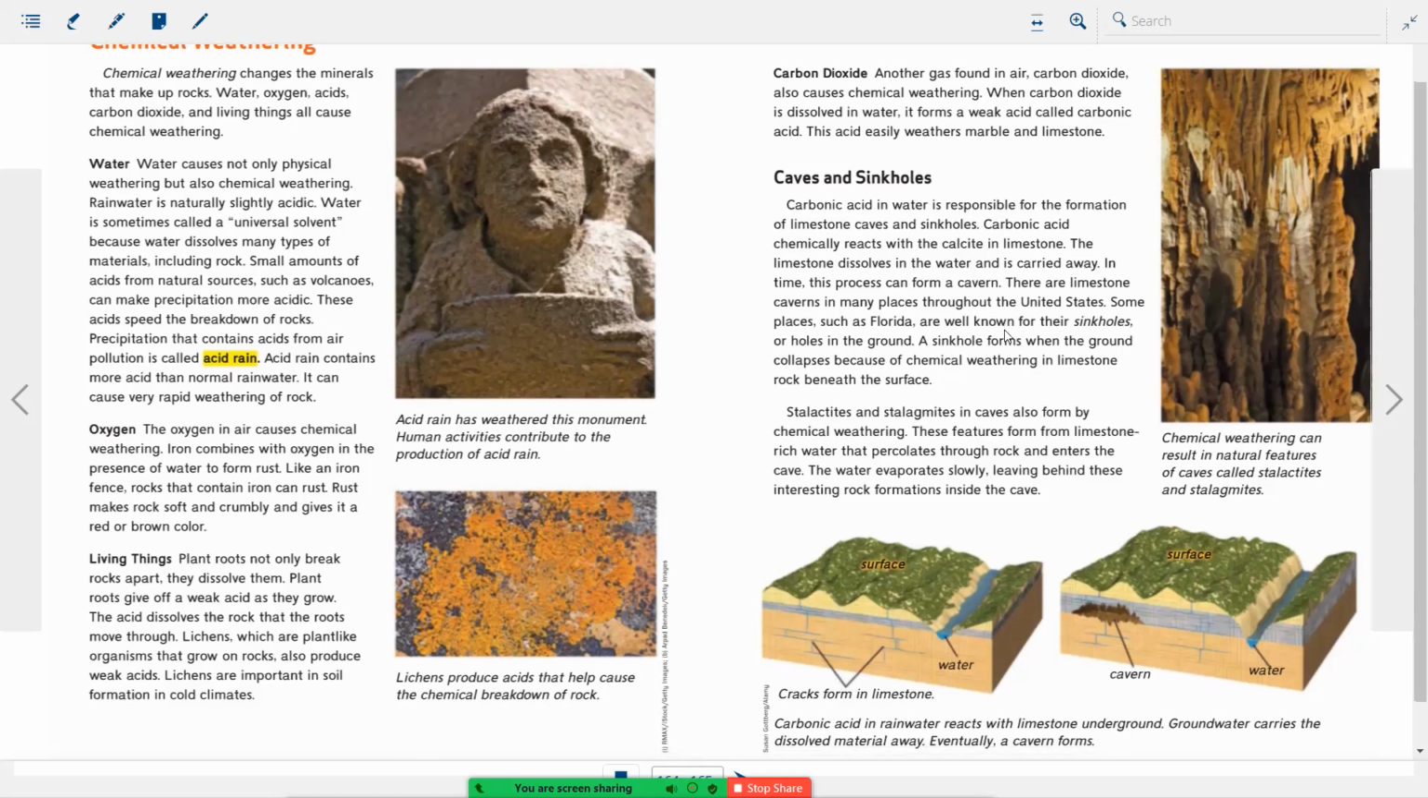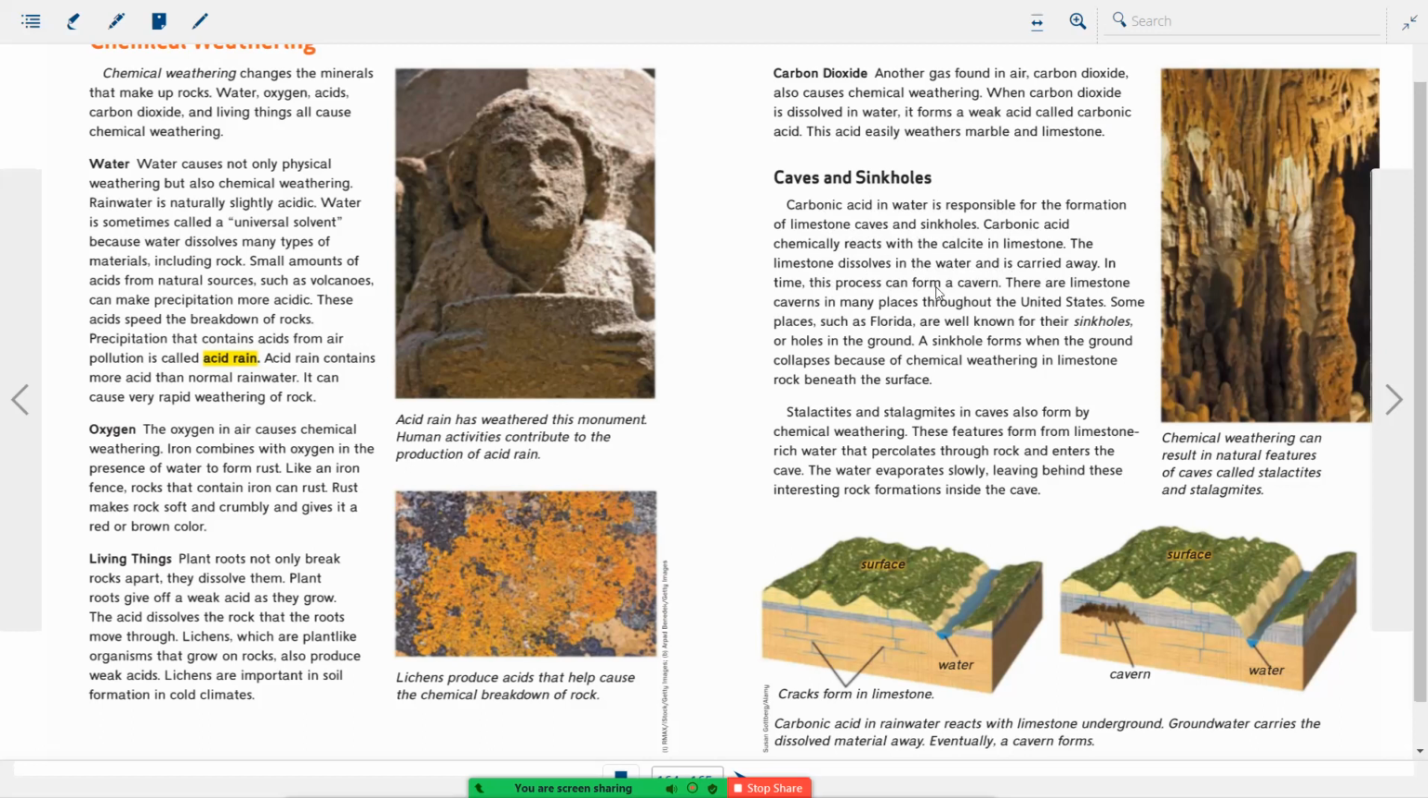Carbon dioxide. Another gas found in air, carbon dioxide, also causes chemical weathering. When carbon dioxide is dissolved in water, it forms a weak acid called carbonic acid. This acid easily weathers marble and limestone. Caves and sinkholes. Carbonic acid in water is responsible for the formation of limestone caves and sinkholes. Carbonic acid chemically reacts with the calcite in limestones. The limestone dissolves in the water and is carried away.